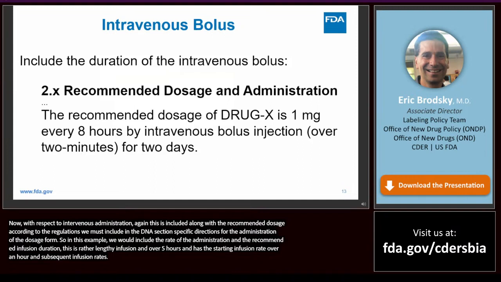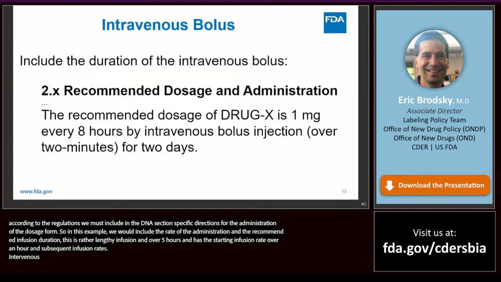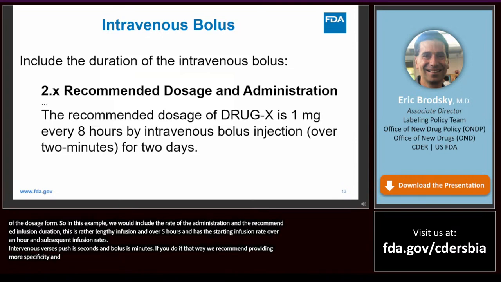Intravenous bolus versus intravenous push. Generally, intravenous push is administered over seconds. Intravenous bolus is over minutes. So if the recommendation is to administer the drug by intravenous bolus, we recommend providing more specificity. In this case, you administer over 2 minutes, because that can range. So provide that specificity to those administering the product.